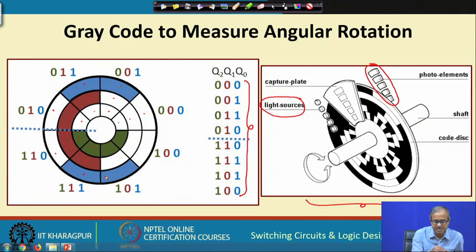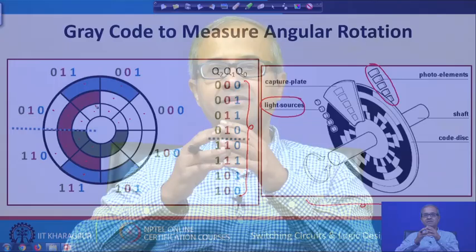Now, because it is gray code, across one segment and the next, exactly one of the bits is changing state. Now, imagine if we did the same thing with respect to binary. Think of the binary numbers, let us say in 4 bit. Consider the number 7, 0111, next number is 8, 1000. So, all the 4 bits are changing. Now imagine if the wheel is just between 7 and 8, just moving.